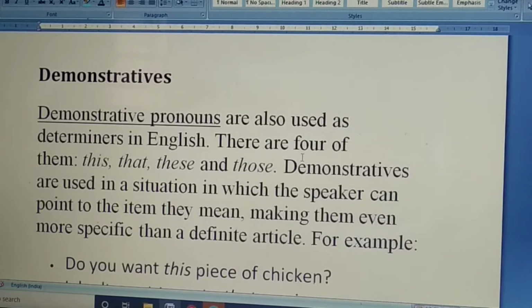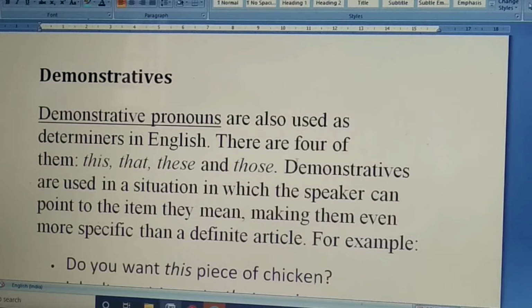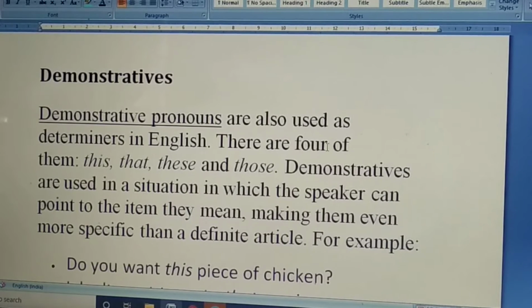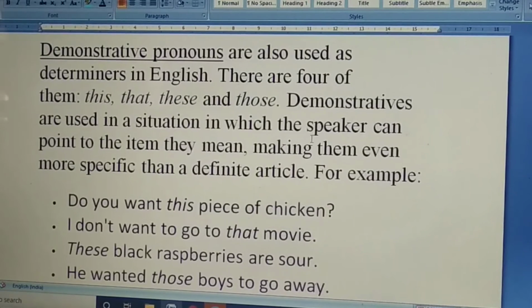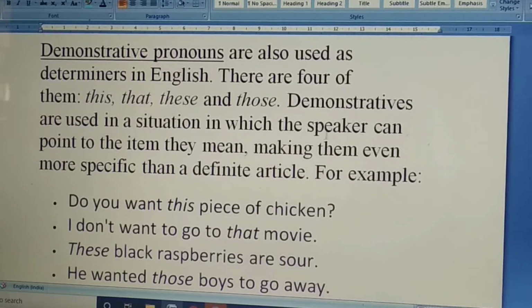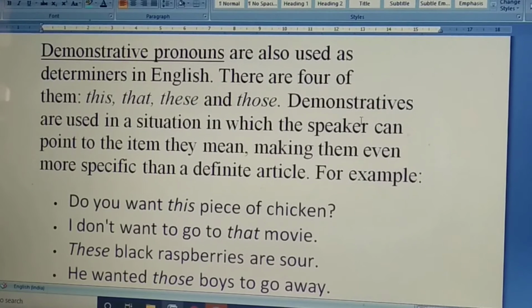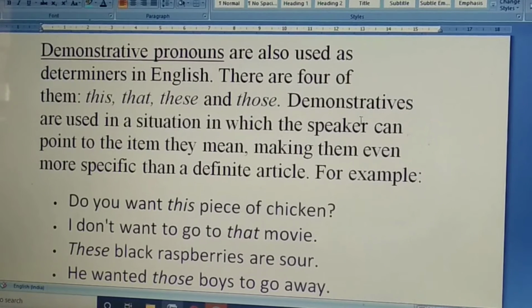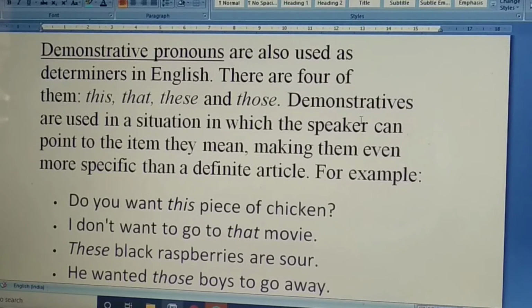Demonstratives. Demonstrative pronouns are also used as determiners in English. There are 4 of them: this, that, these, and those. Now, demonstratives are used in a situation in which the speaker can point to the item they mean. This house, that house, this and that, these and those. That means we are pointing at something, making them even more specific than a definite article. That means we are pointing out, we are showing.